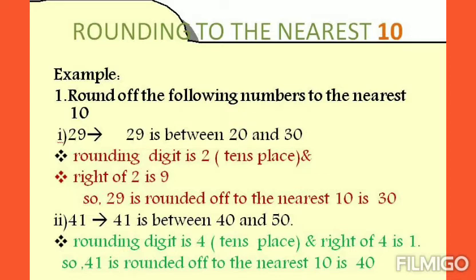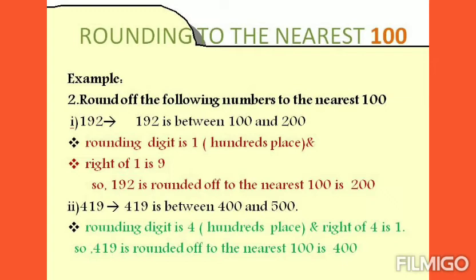Okay. What is the next example? It is 41. Here also let us find the rounding digit. It is 4. To the right of 4 we have 1 which is lesser than 5. So we have to keep the rounding digit 4 as it is and change all the digits to the right of the rounding digit as 0. So what will be your answer? 41 rounded off to the nearest 10 is 40.